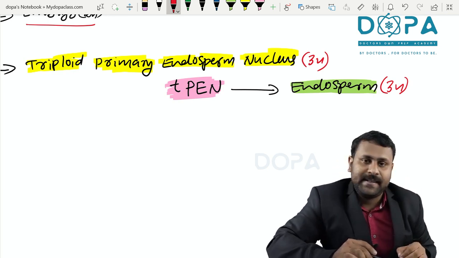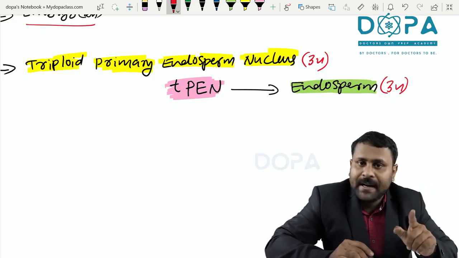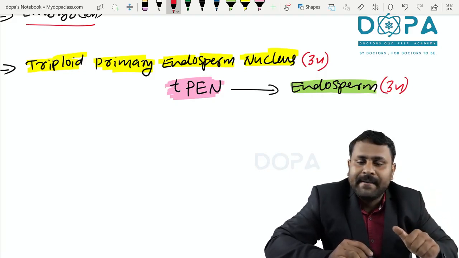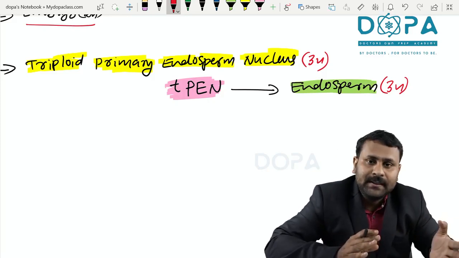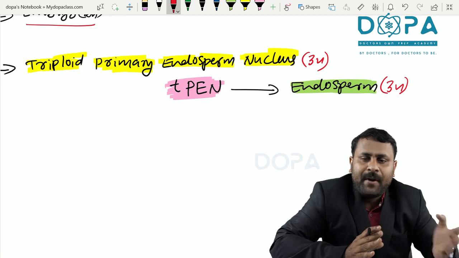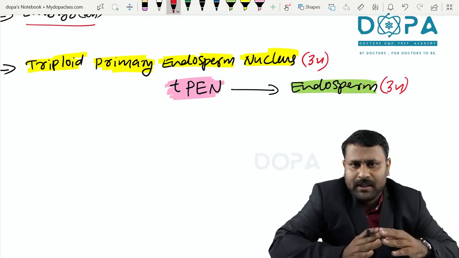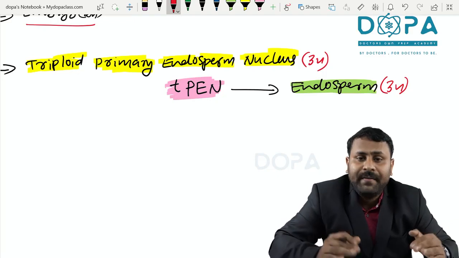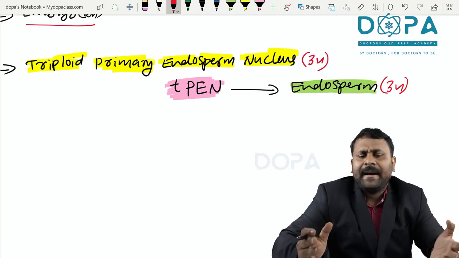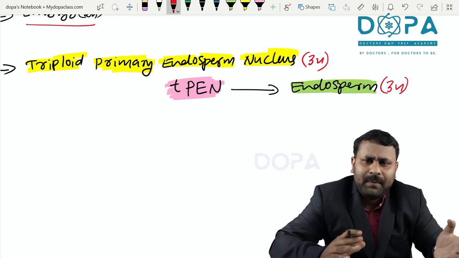We completed double fertilization, pollen-pistil interaction, artificial hybridization, outbreeding devices, then agents of pollination: abiotic agents and biotic agents. In abiotic agents, there are two pollinations: wind pollination and water pollination. Wind pollination is called anemophily and water pollination is called hydrophily. We discussed the characters of anemophilous and hydrophilous flowers. Very, very important.